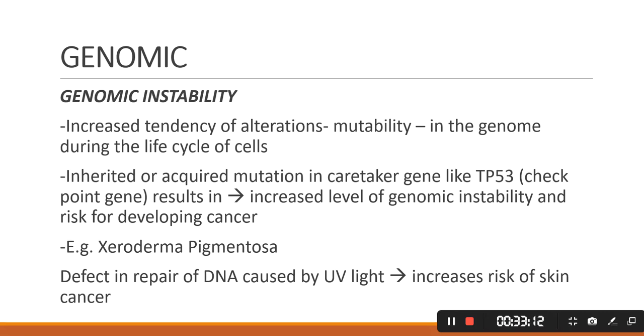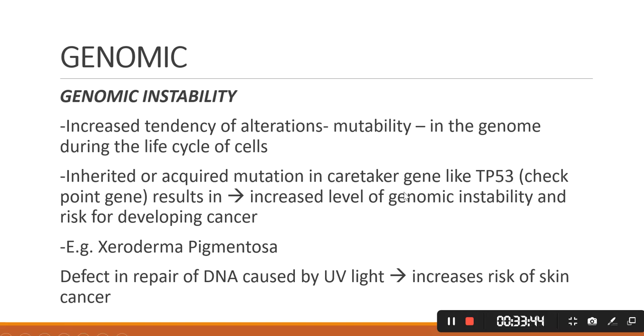Genomic instability. There is an increased tendency of alterations, mutability in the genome during the life cycle of cells. Inherited or acquired mutation in a caretaker gene like TP53 or P53, same thing, a checkpoint gene, results in increased levels of genomic instability and risk for developing cancer. So we just saw an example for pRB, the retinoblastoma protein. This is for the protein 53, P53, also called TP53.